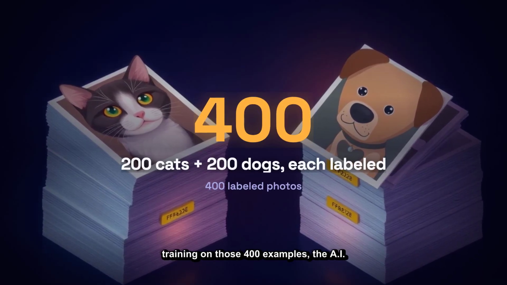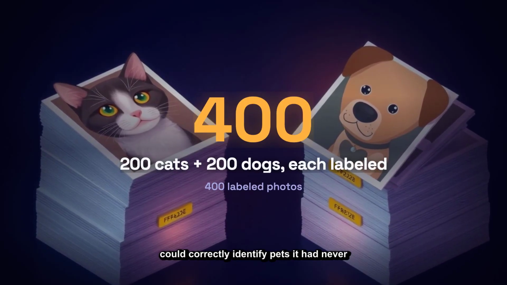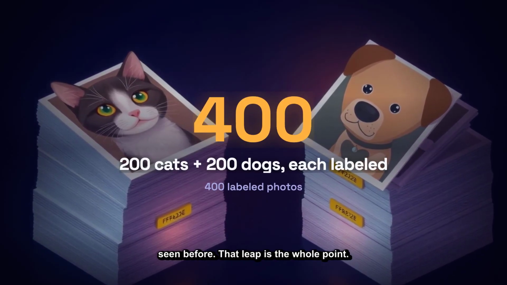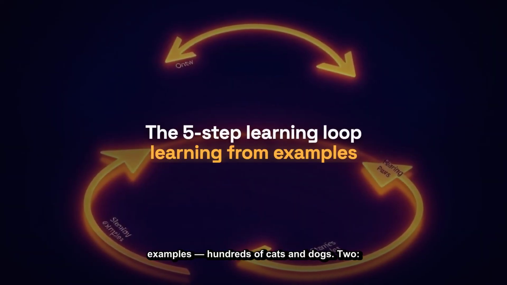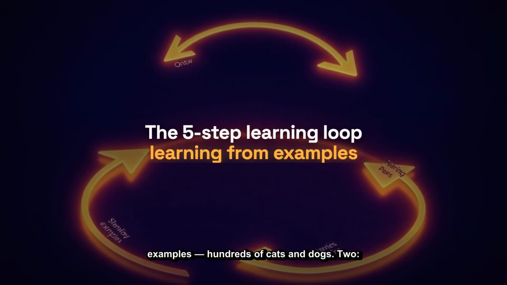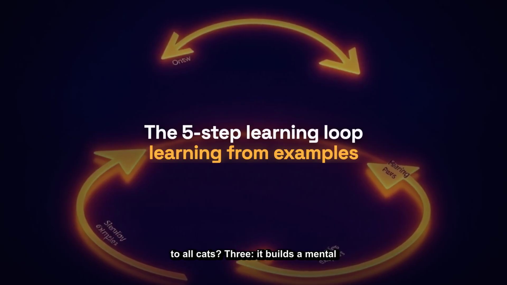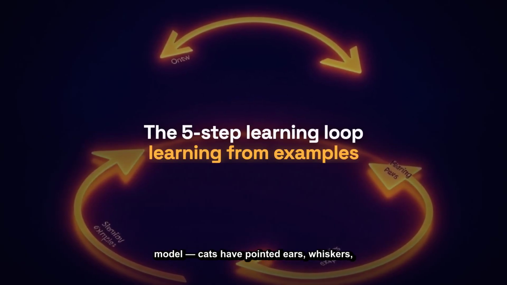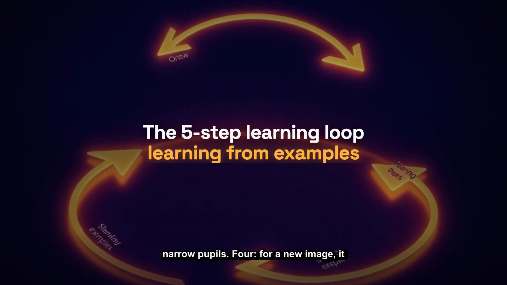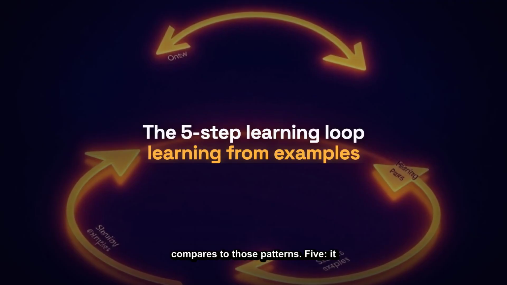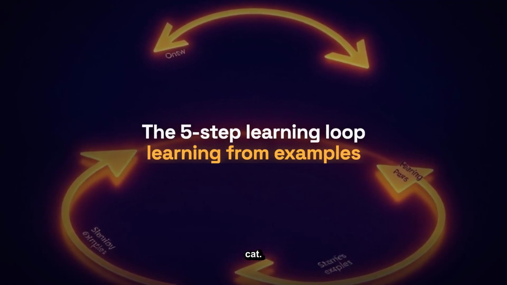After training on those 400 examples, the AI could correctly identify pets it had never seen before. That leap is the whole point. Here's the loop. 1. Show labeled examples, hundreds of cats and dogs. 2. The AI hunts for patterns. What's common to all cats? 3. It builds a mental model. Cats have pointed ears, whiskers, narrow pupils. 4. For a new image, it compares to those patterns. 5. It predicts: 95% confident this is a cat.